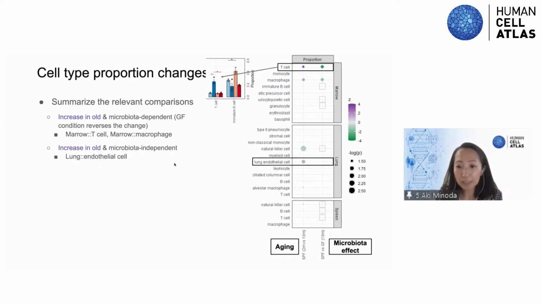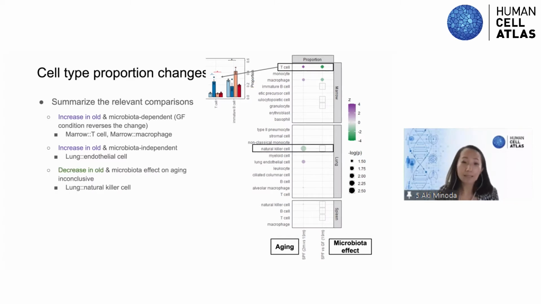We can also see an example where there's an increase in old, but it appears to be microbiota independent since we don't see the green color here. And if we see the square, it means the significance of the actual comparison is not so clear, because there was some difference between the young germ-free and SPF.